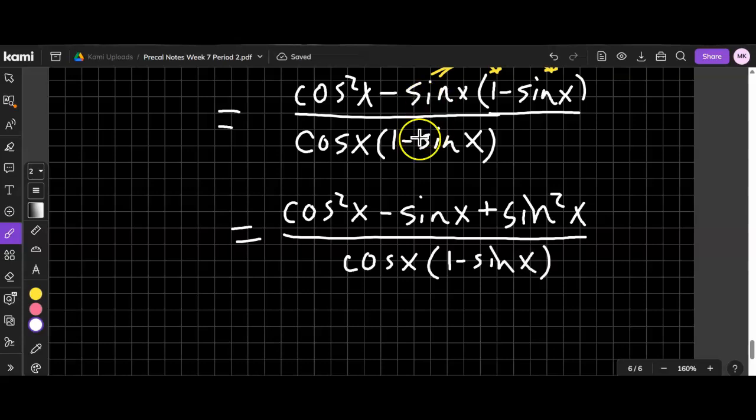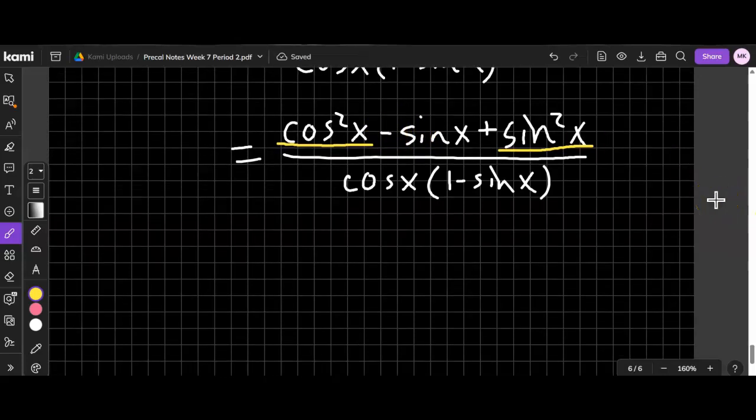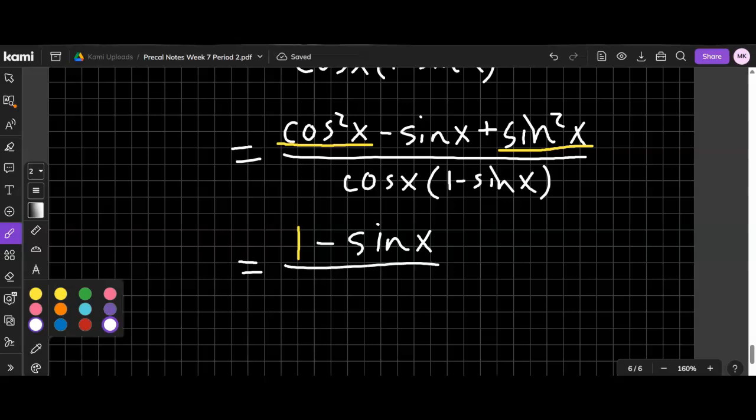So, guess what, guys? We do have our Pythagorean identity. We have the cosine squared of x plus the sine squared of x. So we know that that is 1. So I can rewrite this and put the sine squared here in front, but if everyone's okay with it, I'm just going to write that this is the same thing as 1 minus that sine of x, all divided by cosine of x times 1 minus sine of x.